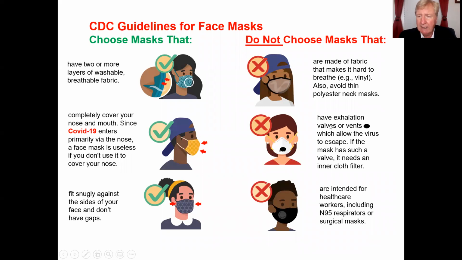There are people who have these masks that have vents on the surface. And if you're going to use those masks, you have to have an inner cloth filter to block. And lastly, don't use masks that are intended for healthcare workers. And indeed, the probable reason why Dr. Fauci and the White House Task Force did not advocate wearing face masks in the first month or so of the pandemic is because they were worried that there would be a run on N95 masks and there would not be enough for the healthcare workers.